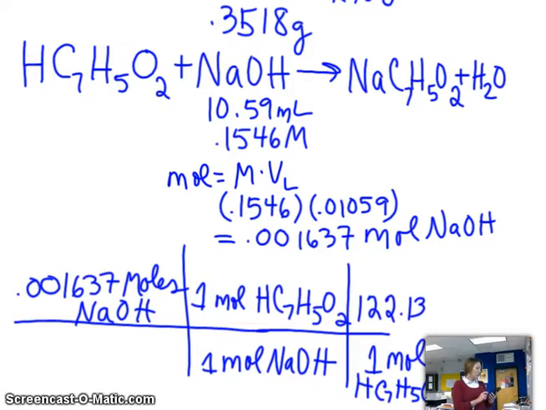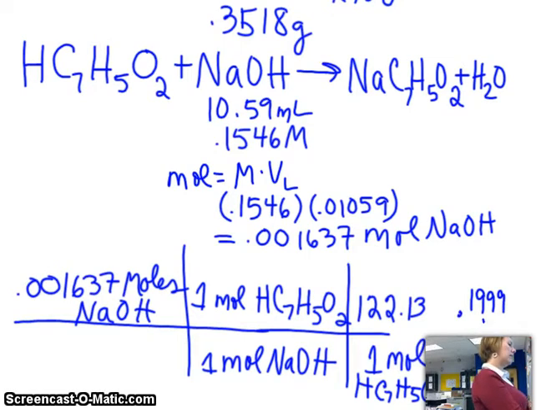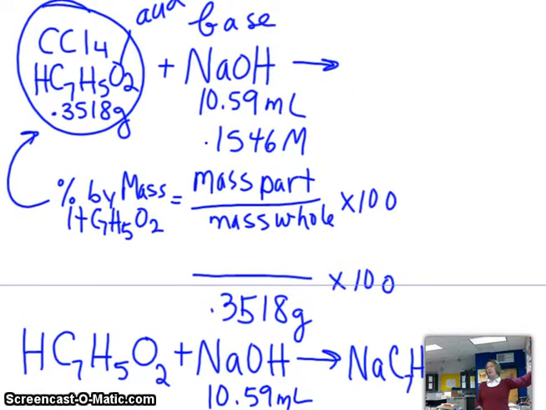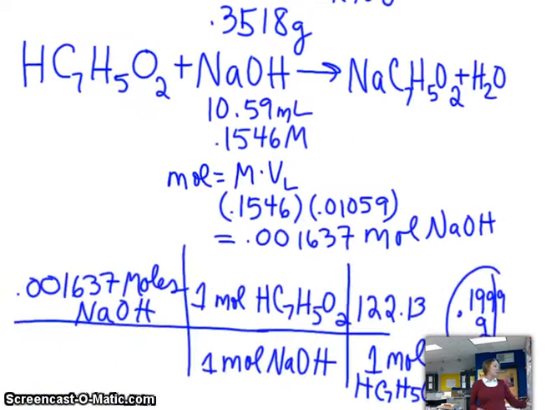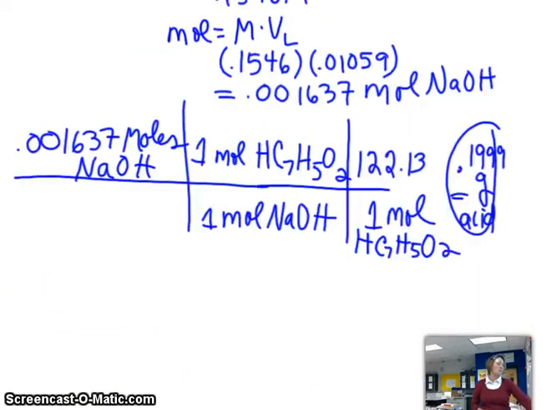So then you multiply that by 0.001637, and you should come up with 0.1999 grams of the acid, which, remember, is what we needed, if we can just go back up here, to calculate the percent by mass. So I'll rewrite it down here so it's a little easier to follow.